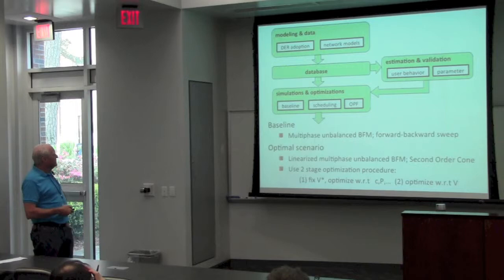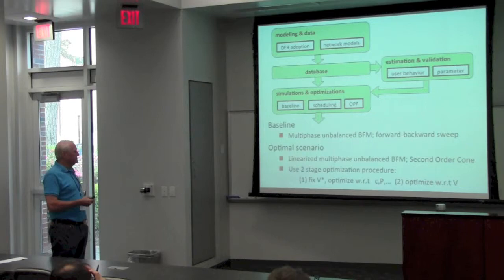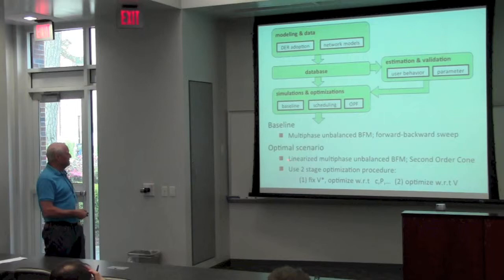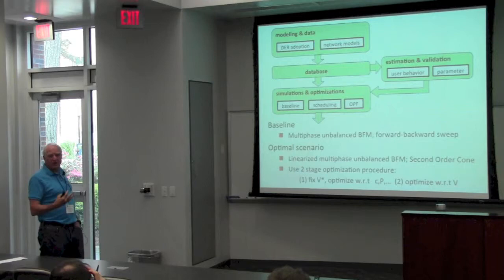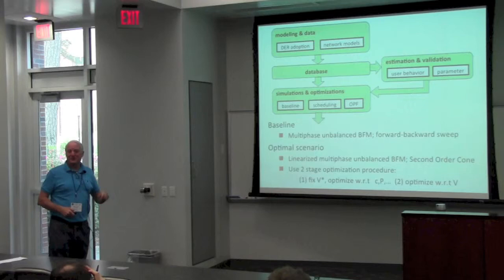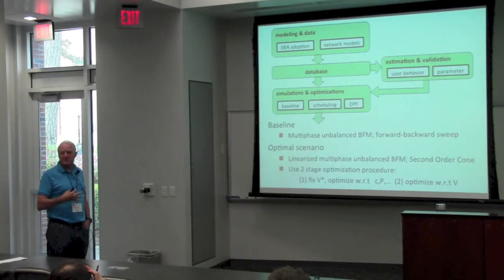Okay, then given all that information, we run some simulations. The baseline is basically just looking for a feasible solution. We just do a forward backward sweep and get a feasible solution. The optimal scenario we do for both the engineer's problem and the smart control problem. We use a linearized multiphase unbalanced problem. It's a second order cone problem. And we use a two-stage optimization procedure because the non-convexities were causing all sorts of trouble. So we first fix voltage and then optimize with respect to the power flows and consumption. Then we optimize after that with respect to B.